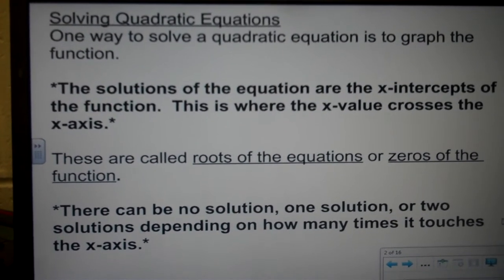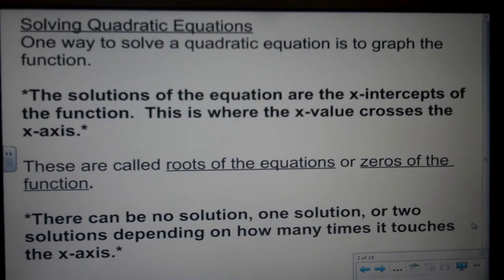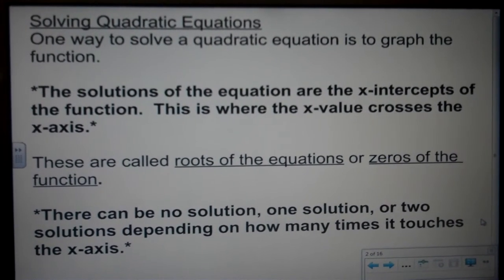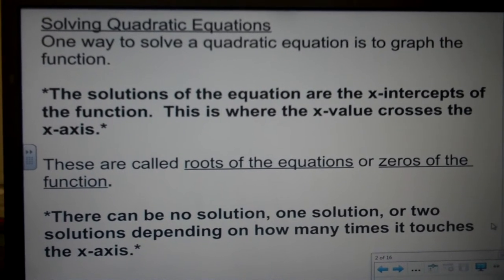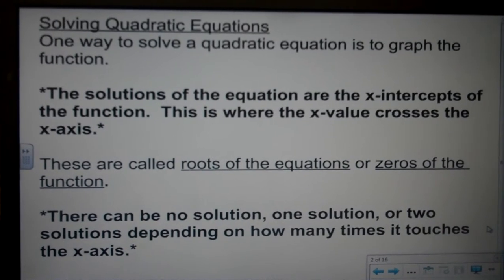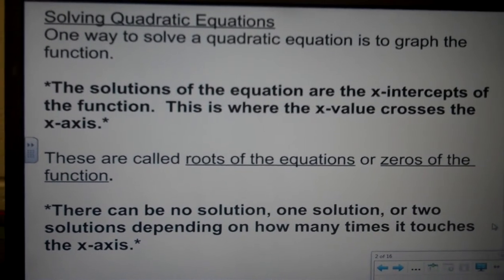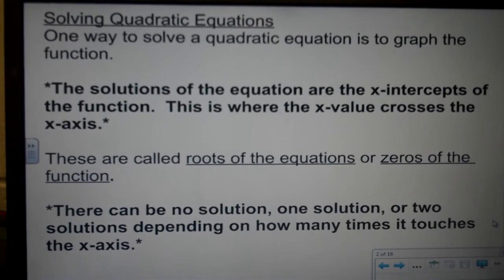Solving quadratic equations. One way to solve is by graphing the function. When you're looking at the graph, the solutions are going to be the x-intercepts, so where your graph or your parabola crosses the x-axis. These are called roots or zeros of the function. There could be no solution, one solution, or two solutions, depending on how many times it touches the x-axis.